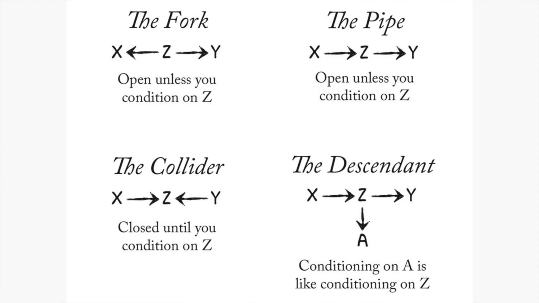I'm hoping this makes sense. We're going to go over this in class more. When we have covariates, we're going to bring this up. So the fork, the pipe, the collider, and the descendant are the 4 elemental confounds. There are 4 ways that a variable, a confound, an extra variable, can influence the relationship between 2 things.